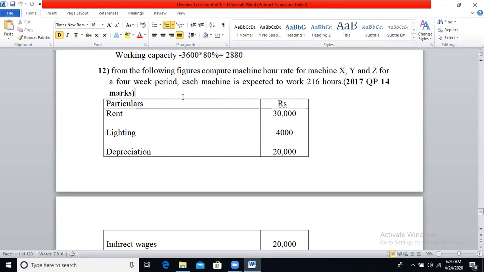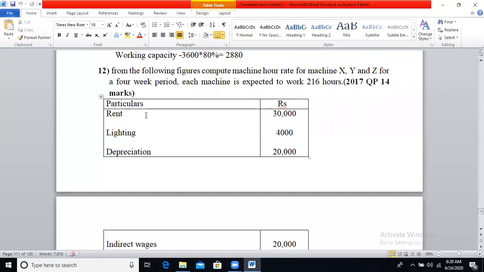From the following figures, compute machine hour rate for machine X, Y, and Z for a 4-week period. Each machine is expected to work 216 hours. So this is your 2017 question paper problem, 14 marks question. So each machine will operate for 260 hours. This is the machine working hours.